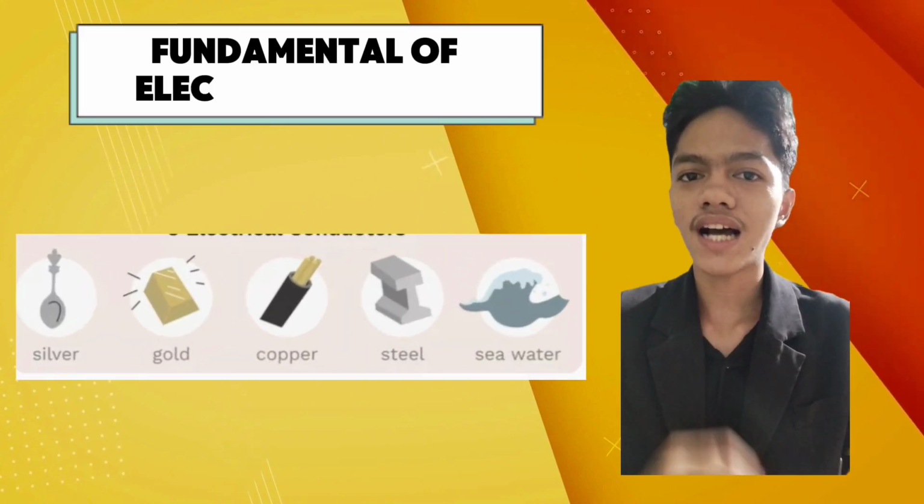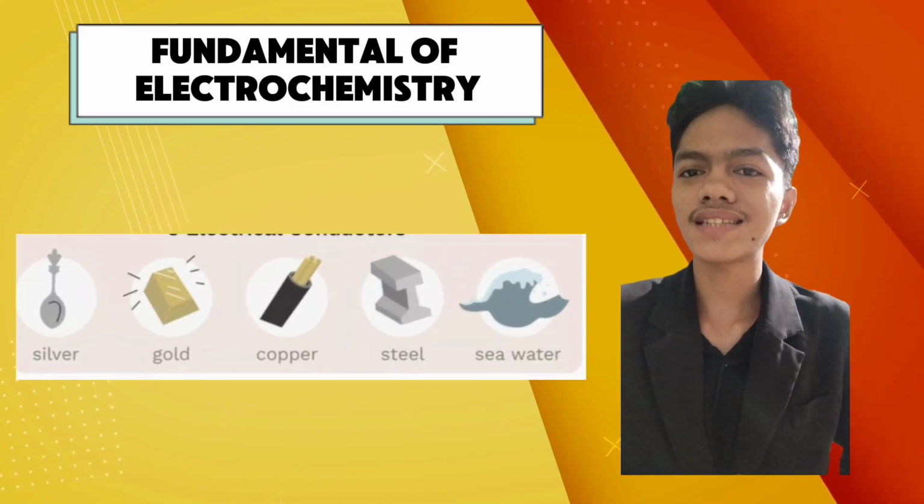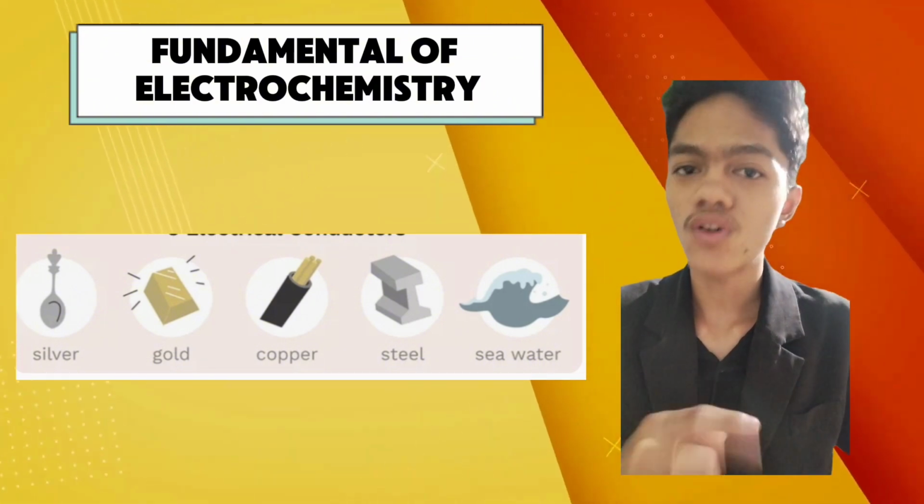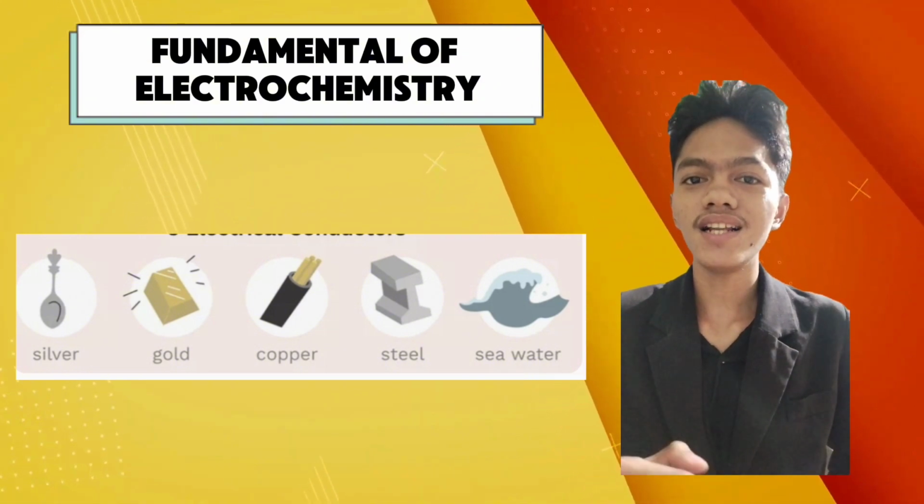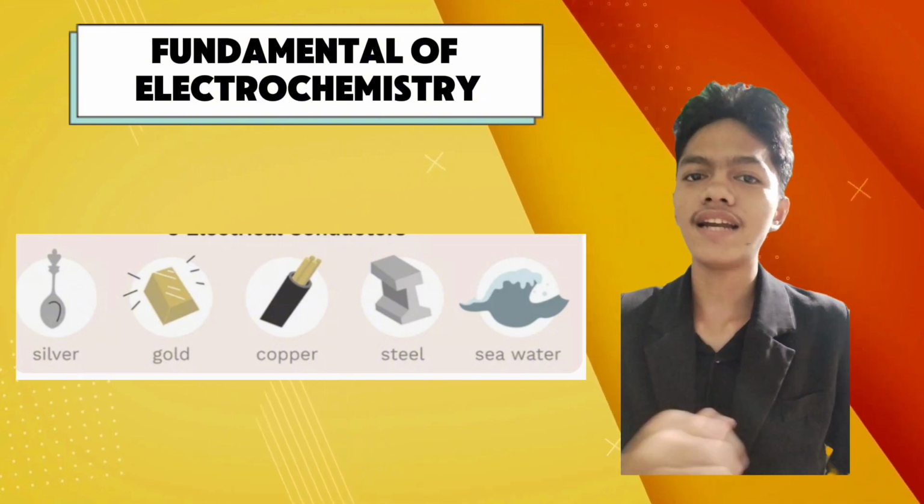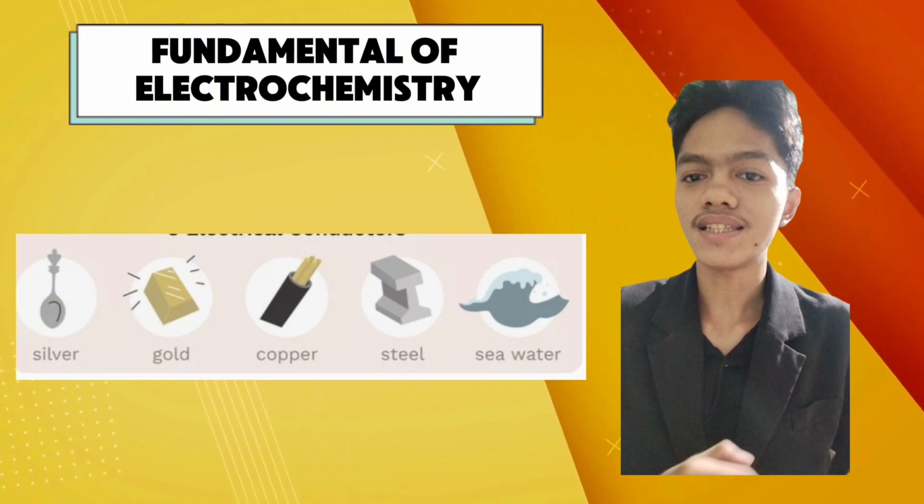And these are 5 conductors, materials that allow electricity to flow through them easily: silver, gold, copper, steel, and seawater. It is the property of conductors that allows them to conduct electricity.